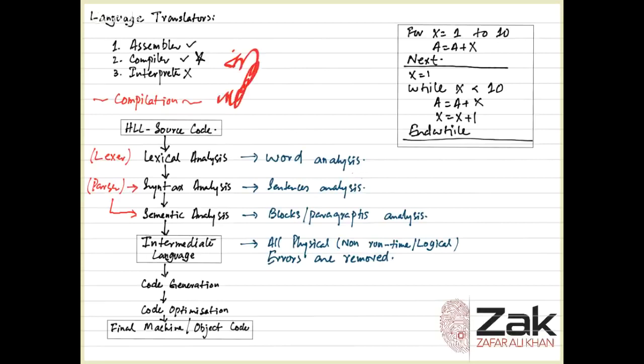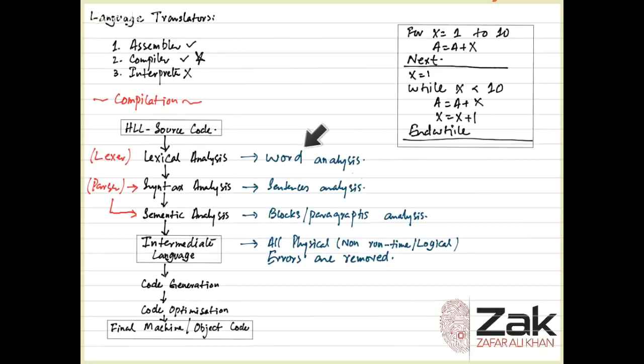Whatever code you write is actually high level language. First, that code goes through the lexical analysis. Remember, compilation is not done using one single piece of software. It is a collection of software. The first software that does lexical analysis is called the Lexer. It reads the code word by word. This is word analysis.